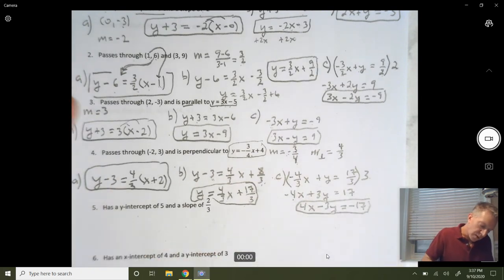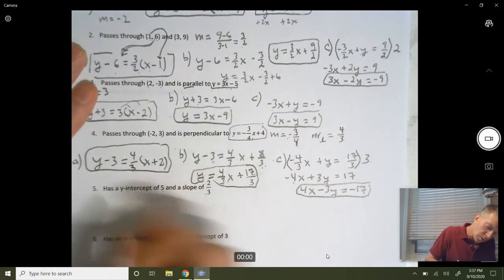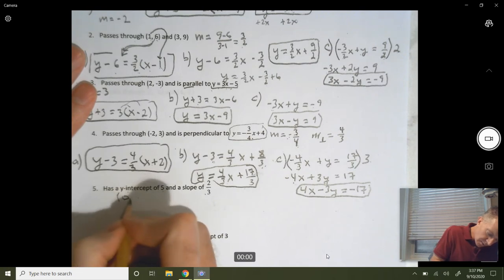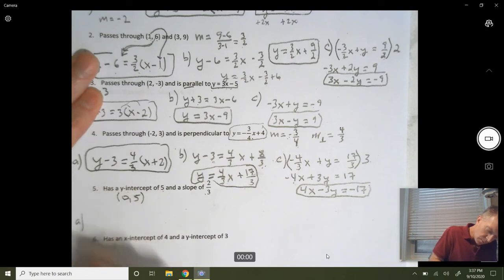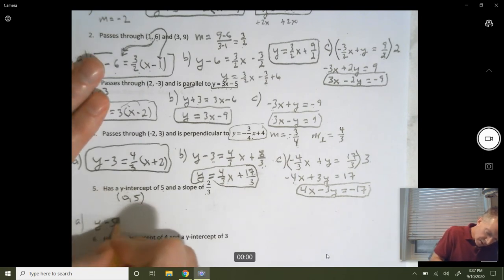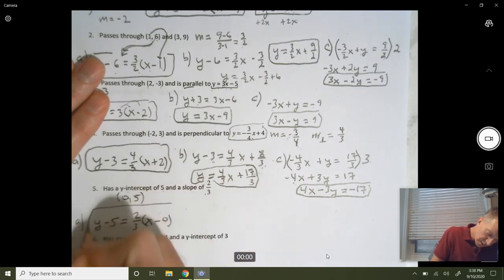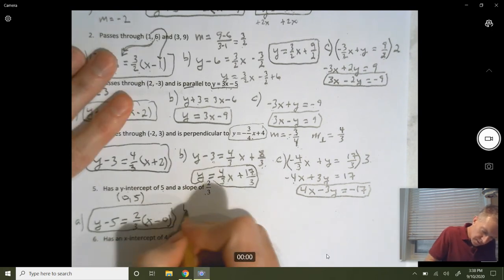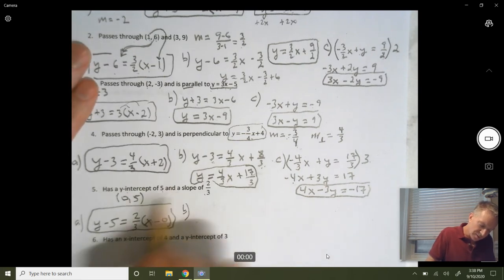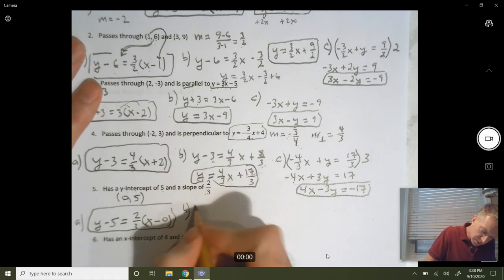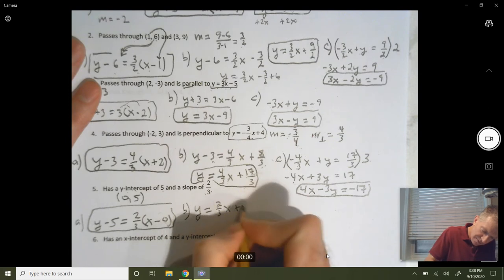Okay. Finally, it has a y-intercept of 5 and a slope of this. Well, a y-intercept is 0, 5. The y-intercept is 5. There's my slope. So part A, point slope form, is going to be y minus 5 equals your slope times x minus 0. Again, you don't need that minus 0. B, let's multiply it out. Actually, this one, slope intercept form, we have a y-intercept and we have a slope. So this is just y equals 2/3 x plus 5.